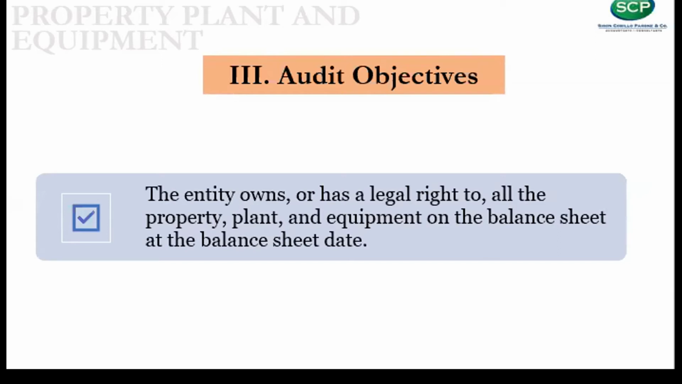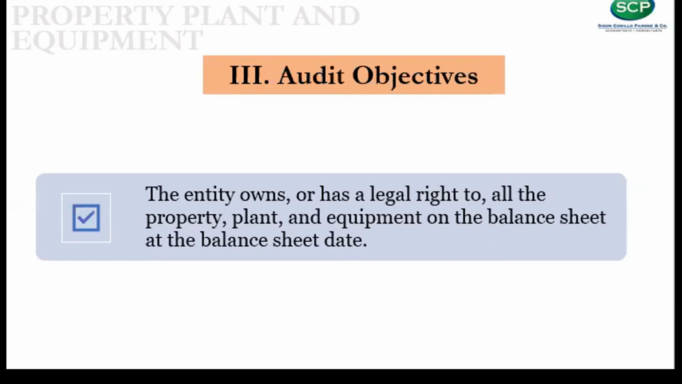Accordingly, the audit procedures that we will perform on fixed assets should be able to ensure or ascertain that only fixed assets owned by the company or that the company has legal rights to are recorded in the books as property, plant, and equipment.